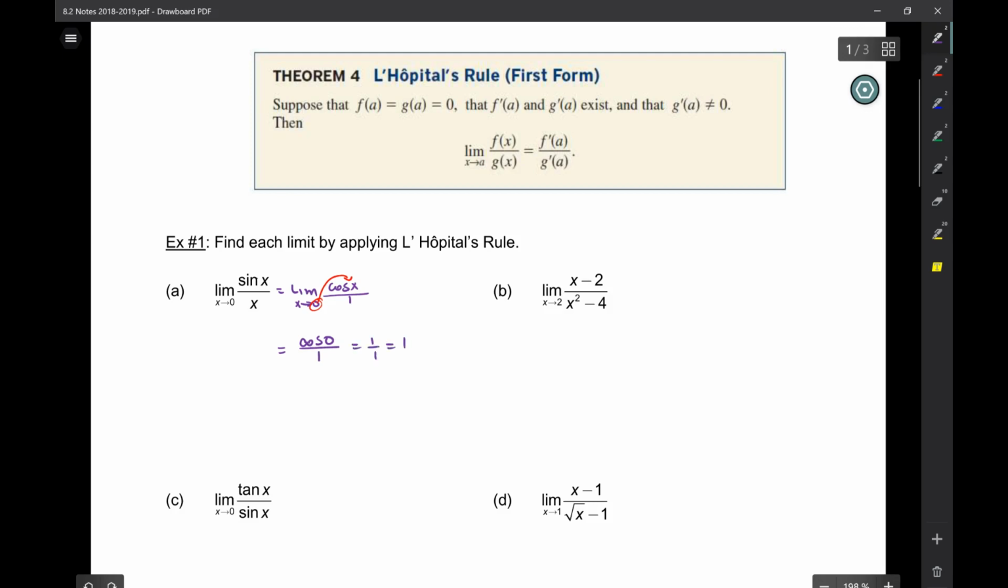It equals 1. When do we take out the limit? Once we put in the number. That's the same as before. Right, okay.